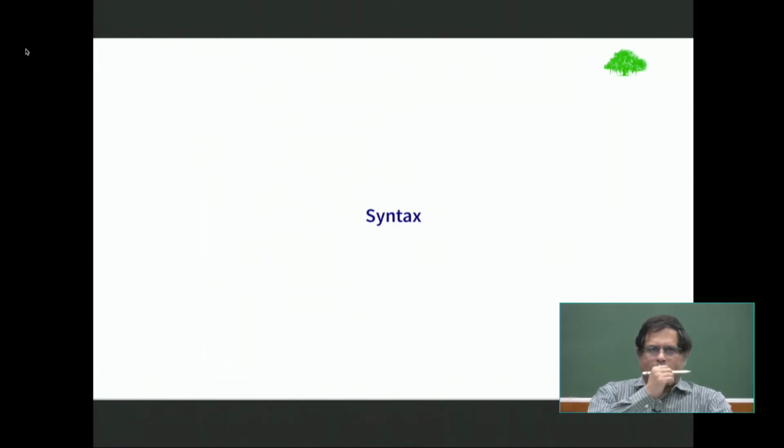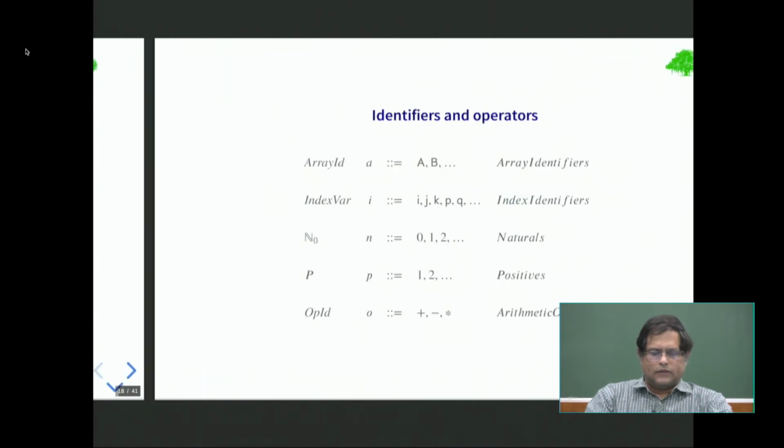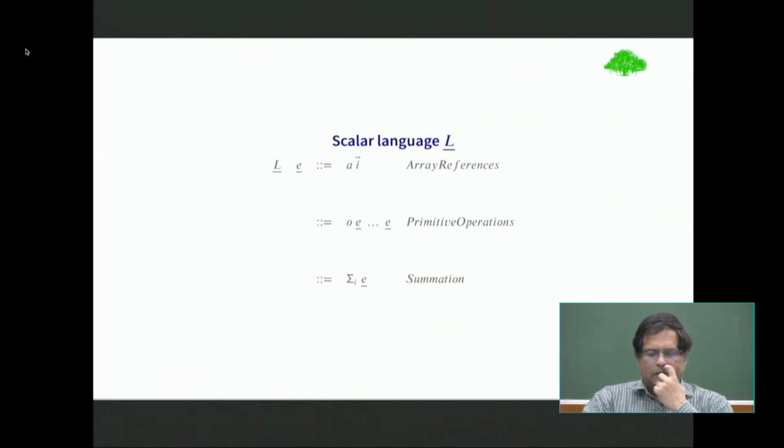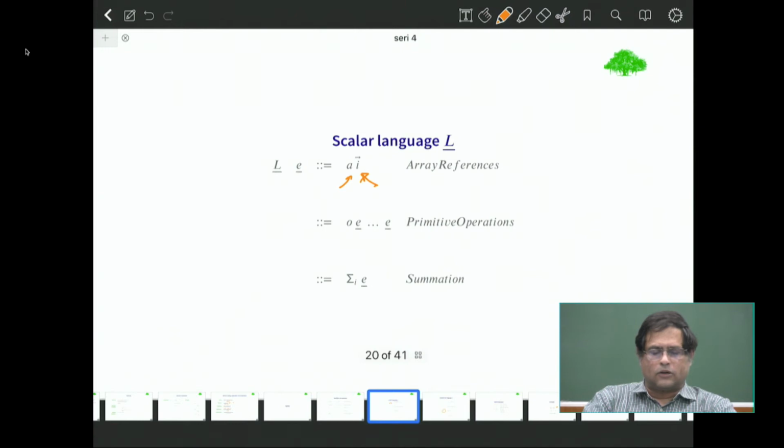Okay, so with this background on these selectors, let's look at what the syntax of these languages is. This scalar language we're all familiar with. It has array references. Small a stands for array identifiers, and that is the sequence of references. There are all letters. Here we're just assuming they are all variables, not constants. There are primitive operations, and there's this summation. And notice there's an index when you do the summation.